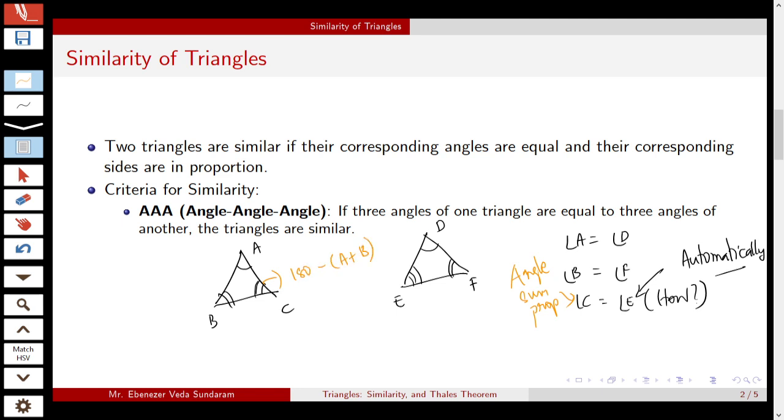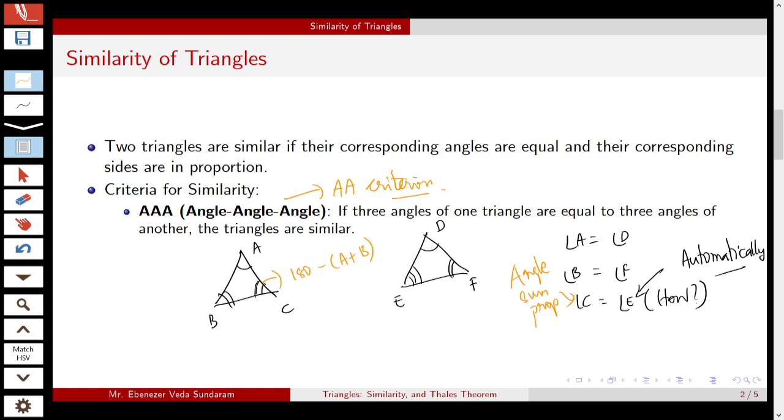Similarly, D and F are the same as angle A and B. So definitely angle E will also be equal to what? This angle C, right? So you do not even need to study all three angles in the triangle, you can reduce this criterion to the AA criterion, right?